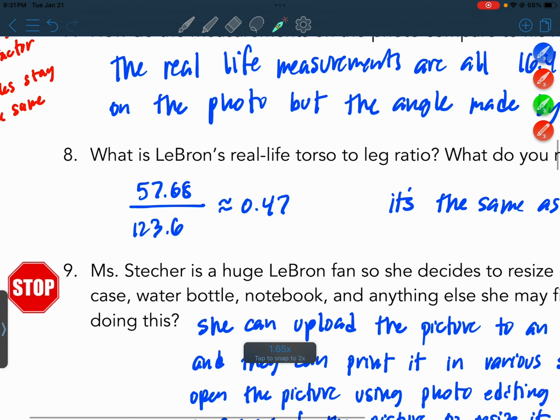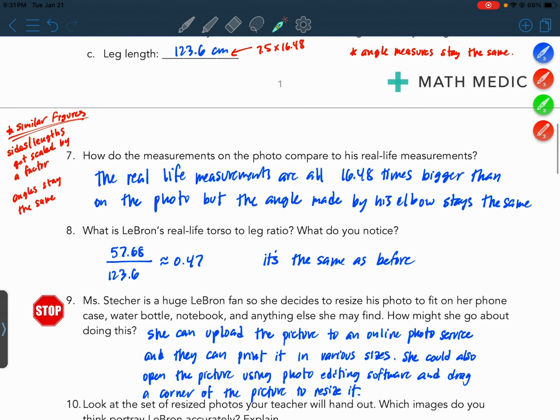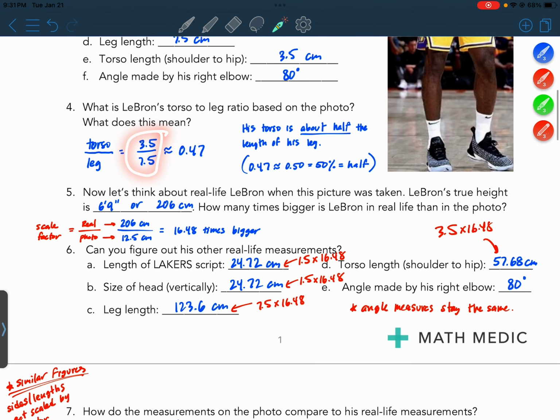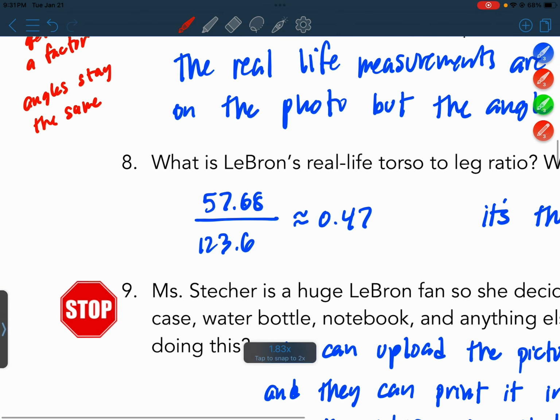Yours might vary just a little bit. But when I set up a ratio with those two numbers, and then I use a calculator to convert that ratio to a decimal, I get the same one that I got before. 0.47 was the exact same ratio that I got when I was using the photo measurements of his torso and leg. So it doesn't matter whether I'm using the real measurements of his torso and leg or the photo measurements, I'm getting the same ratio. All right, so here's the big takeaway. The ratios of sides stay consistent after we enlarge or shrink an image.